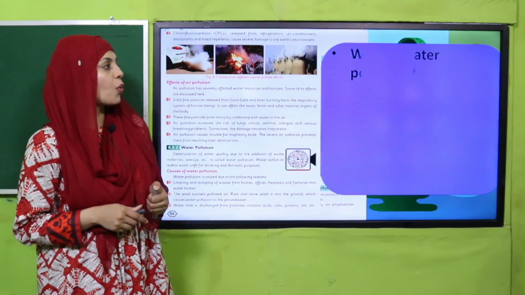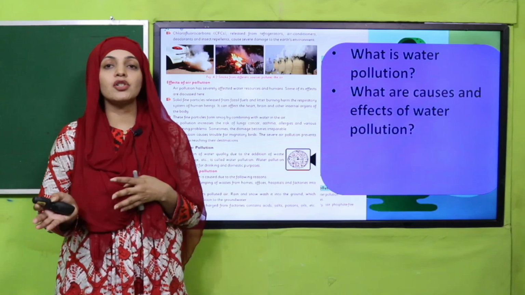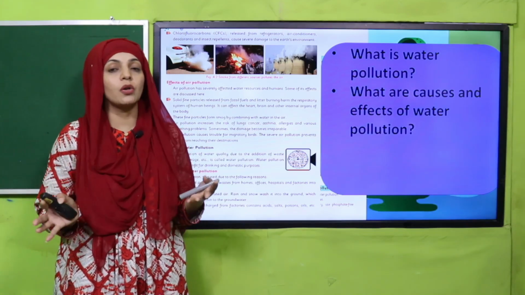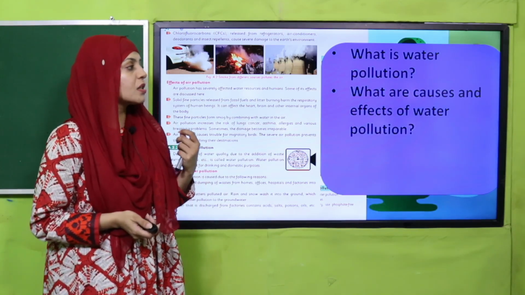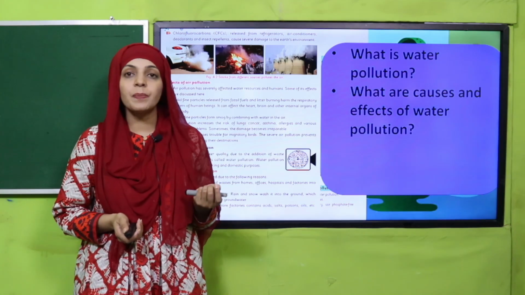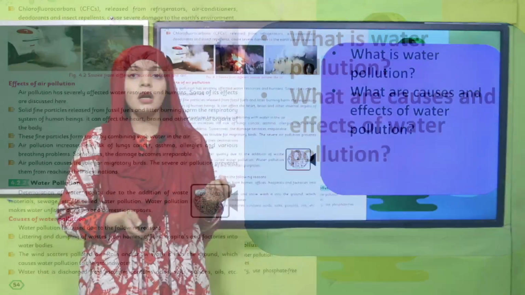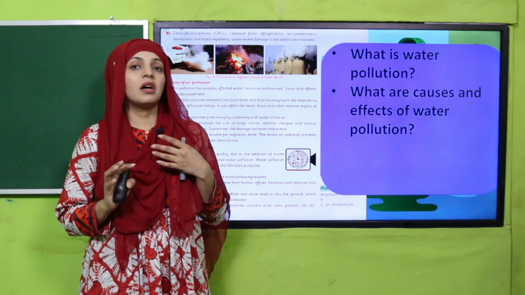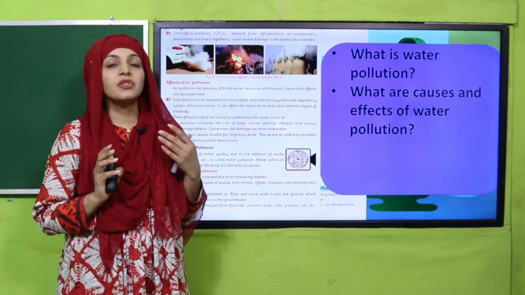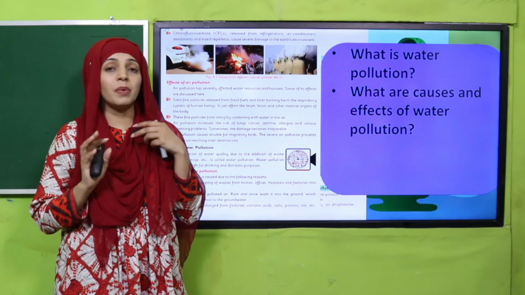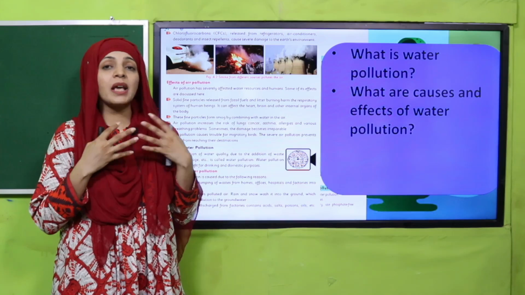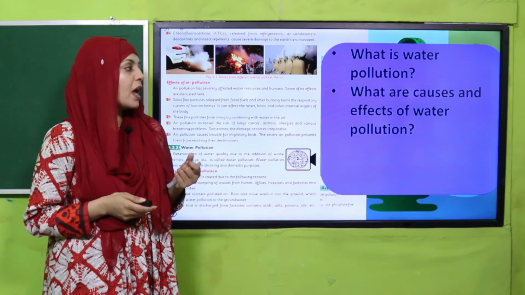Then we discussed water pollution. So what is water pollution? The addition of any bad thing into the water is called water pollution. And what are the causes and effects of water pollution? Its causes are when we dump oil, toxic water, sewage and different waste into the water. It causes water pollution. And how does it affect?